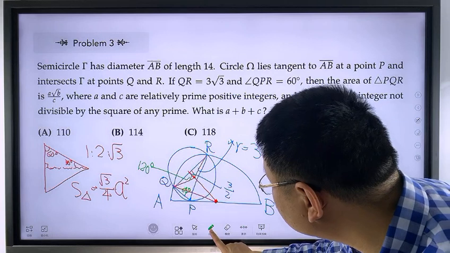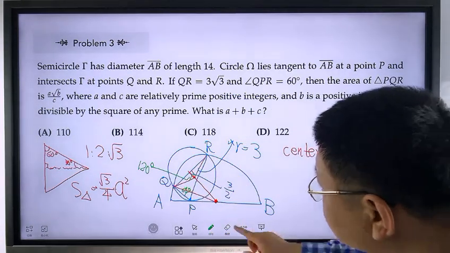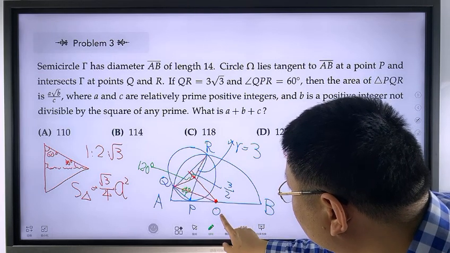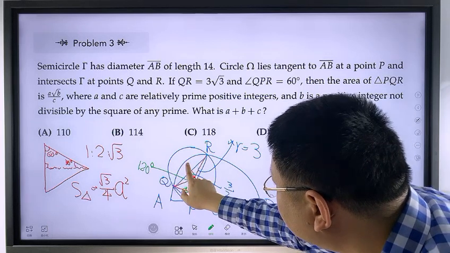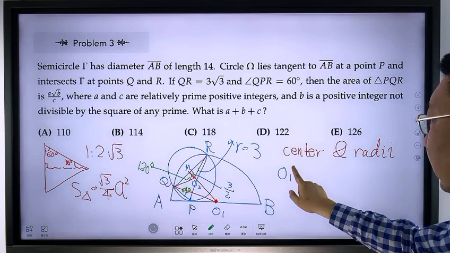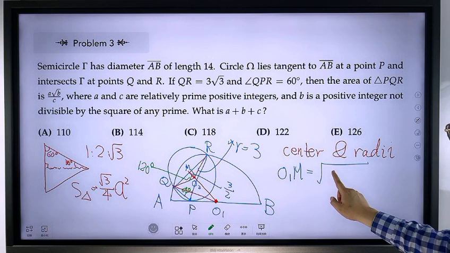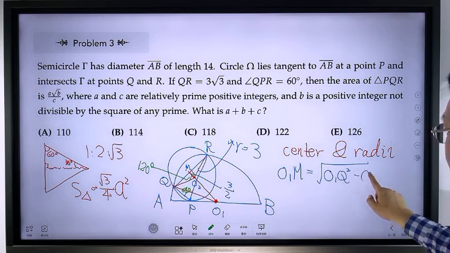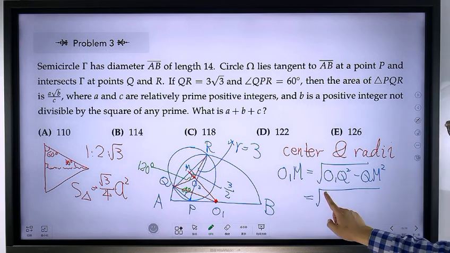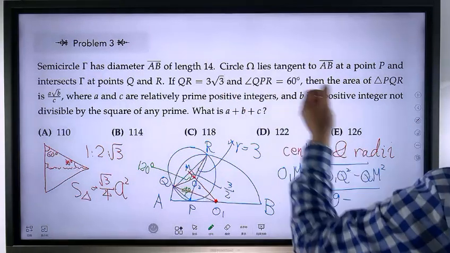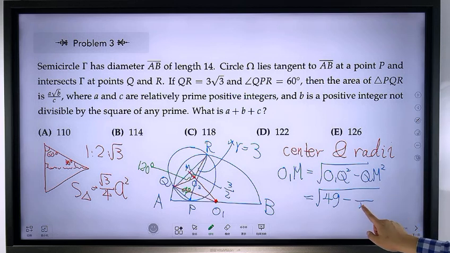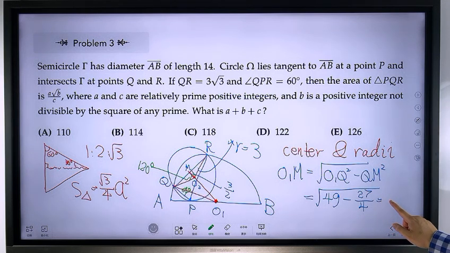Okay, so we do a little calculation. Maybe I have to put down some labels. So this would be O1, maybe this is O2, and this middle point M. So O1M is the square root of O1Q squared minus QM squared, which is 7 squared, which is 49, minus 27 over 4. Once you get that, 49 times 4 is 196. 196 minus 27 is 169, which happens to be 13 squared.